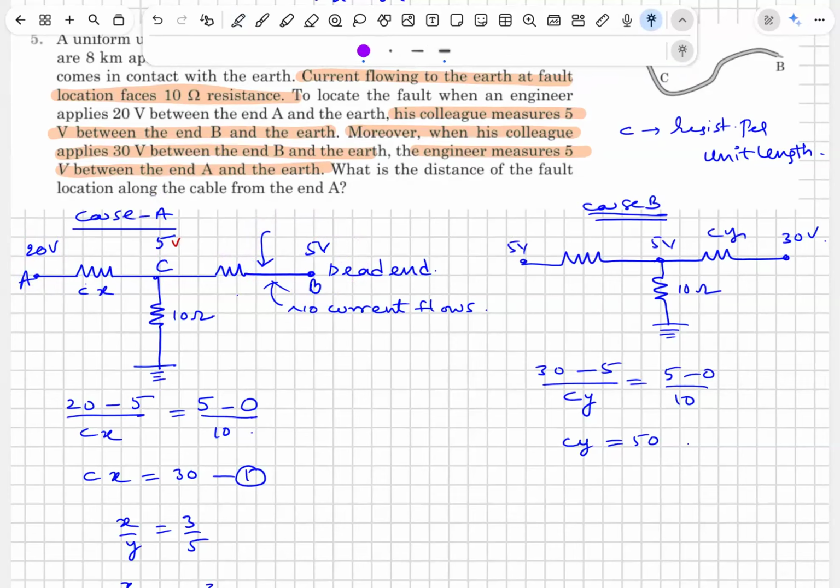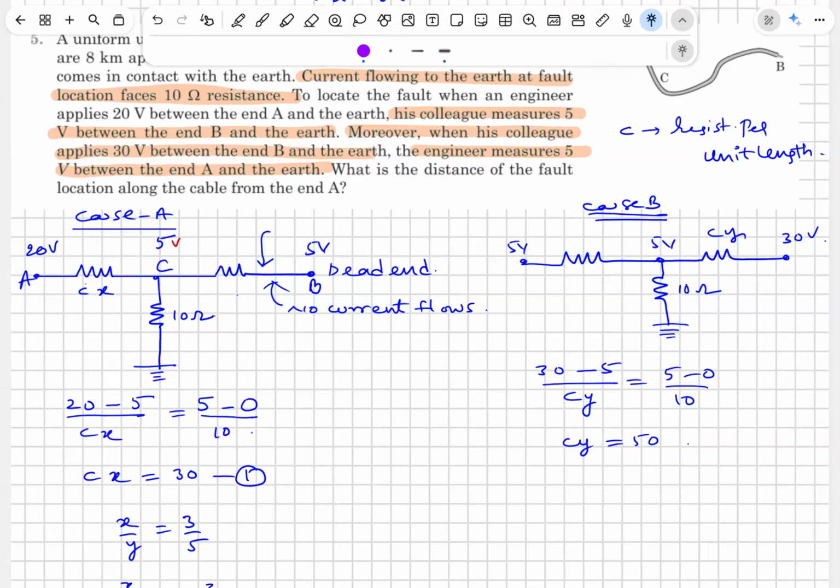So what information did I get from here? I am assuming the resistance per unit length is some C. So (20 minus 5) by Cx, what current? The entire current is passing through the 10 ohm through the ground, so it equals (5 minus 0) by 10. How do I know it is 10 ohms? That is given in the question. So this allows me to write Cx as 30.